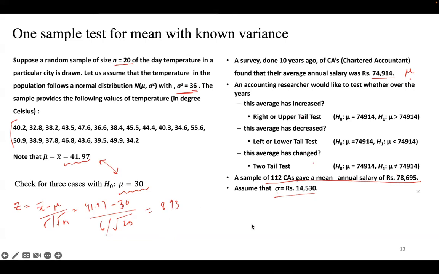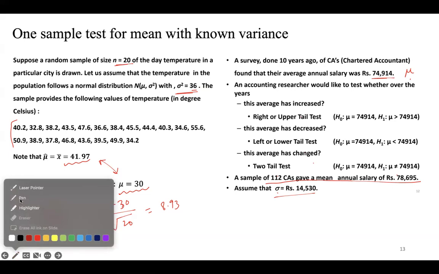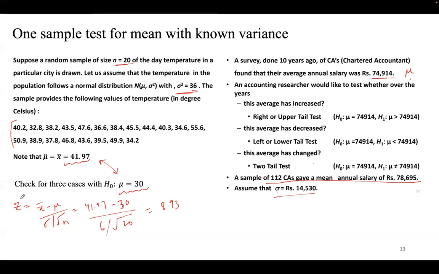And if you solve this, you get a value of the Z statistic to be 2.71. So if you solve this, you'll get Z is equal to 2.71. So this is your normal distribution, right? This is where minus 1.96 is. This is where 1.96 is. Now you can see that 2.71 is going to lie somewhere here, right? So it's lying in the shaded region.